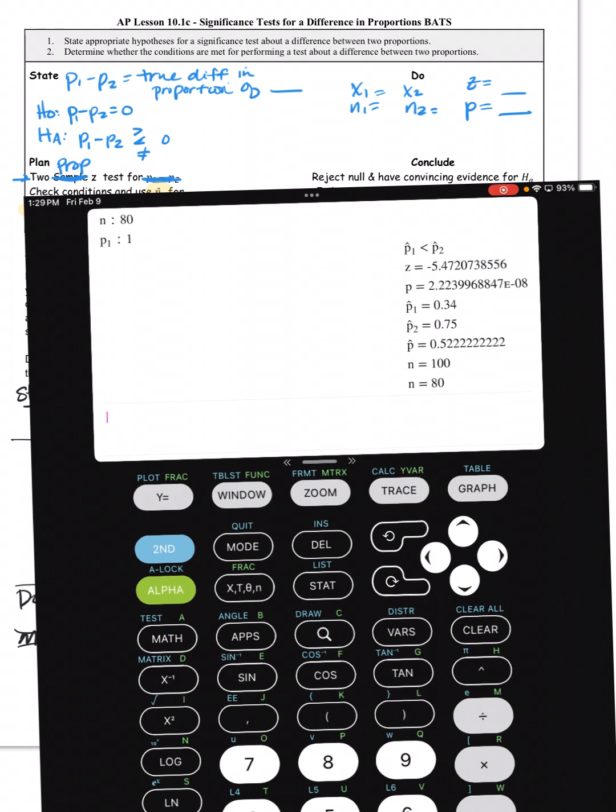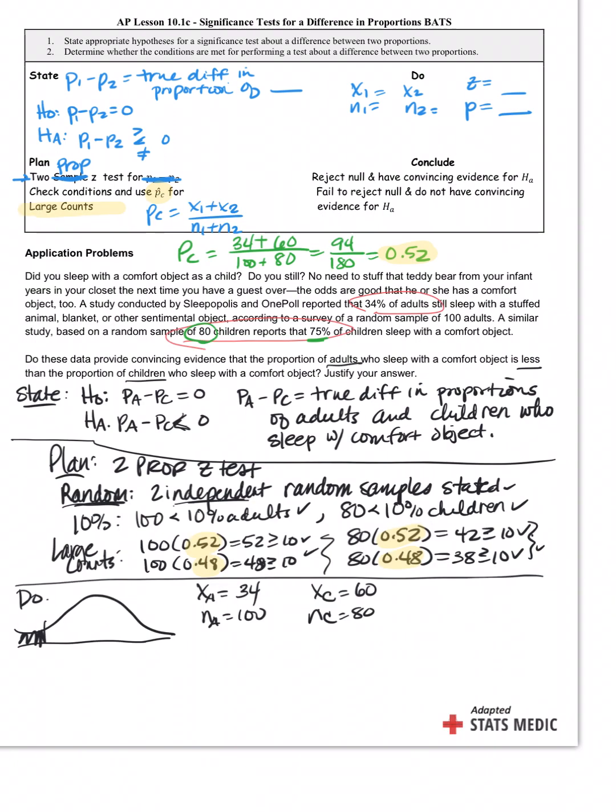And there's our values. Look, that z-score is a negative 5.47. That's really far out there, isn't it? So what's our p-value? Pretty much a 0. And that's what we need to know. So we're going to transfer our z-score and our p-value back to our paper. We said z was negative 5.472, and p was approximately 0. So nice, right? Then we do a conclusion.